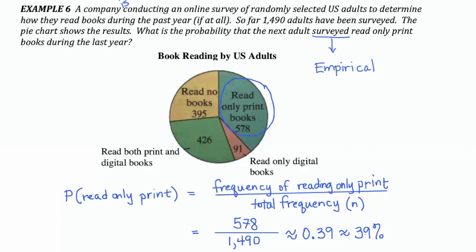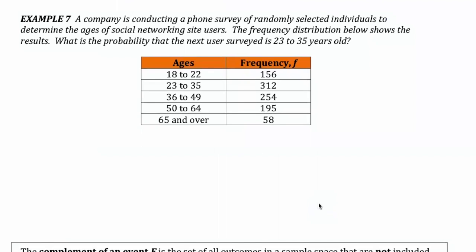So because 39% falls between 0 and 50%, we would consider that an unlikely outcome. Fewer and fewer people, it seems, are reading books in traditional formats. All right, here's another example.